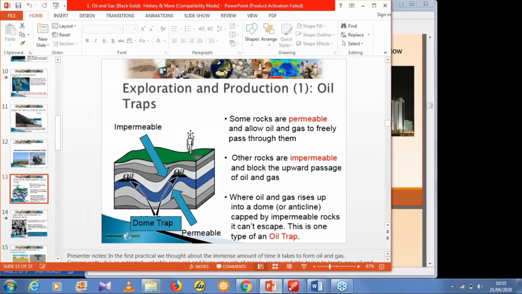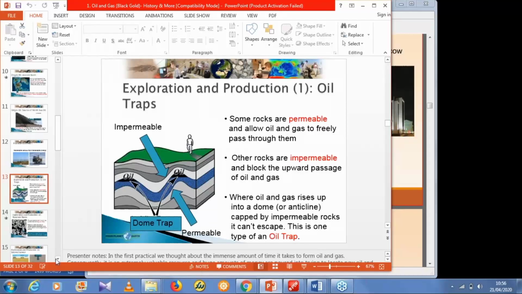Now, when the oil and gas encounter any impermeable rock, they get trapped there. There won't be any further rise of those oil and gas upwards. So that point is what we describe as the oil trap. That's what's called the oil trap.